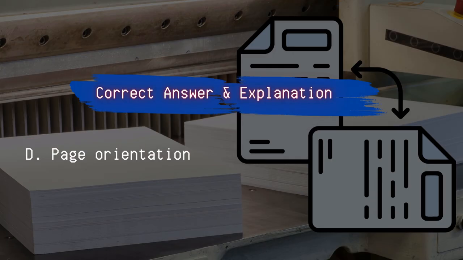Correct answer, D. Page orientation. If the labels are printing with unexpected white space in the middle, it's likely due to an incorrect page orientation setting in the print job or printer settings. Page orientation issues can cause content to be incorrectly aligned or positioned on the page, resulting in blank areas where there should be printed information.